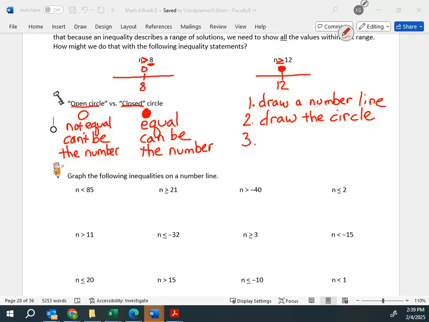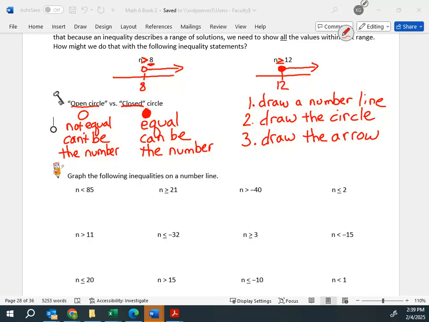Now we have our third step. The third step is to draw the arrow. Now the arrow is telling us what numbers can be covered in this inequality statement. So if our numbers have to be bigger than 8, if we have 8 on the number line here, any numbers bigger than 8 are going this direction. And n is greater than or equal to 12. Any numbers bigger than 12 is going to the right.